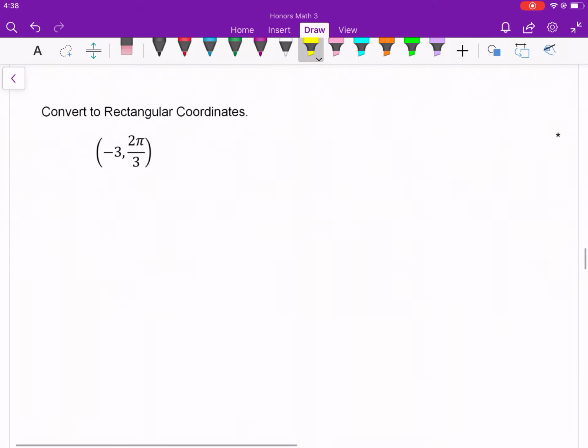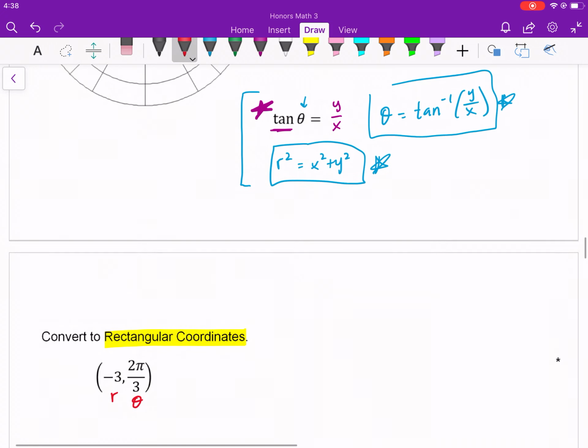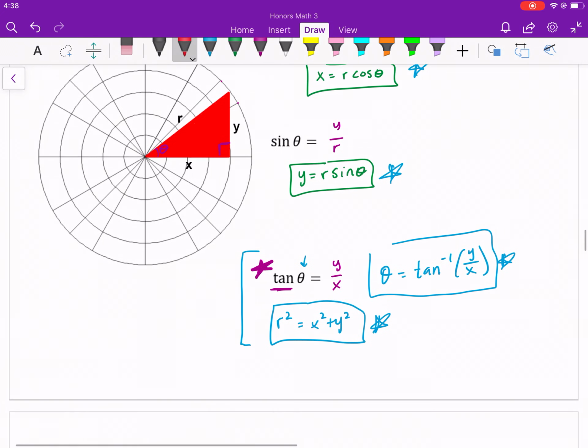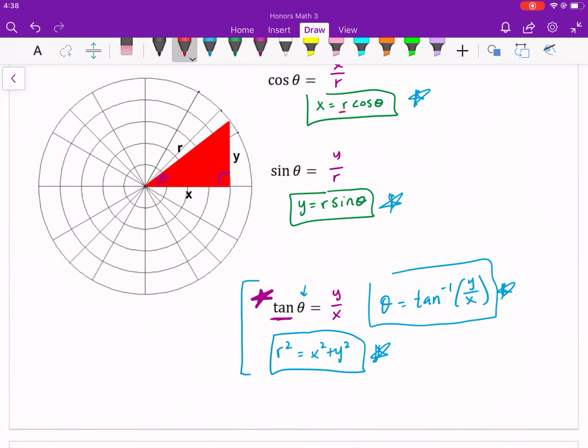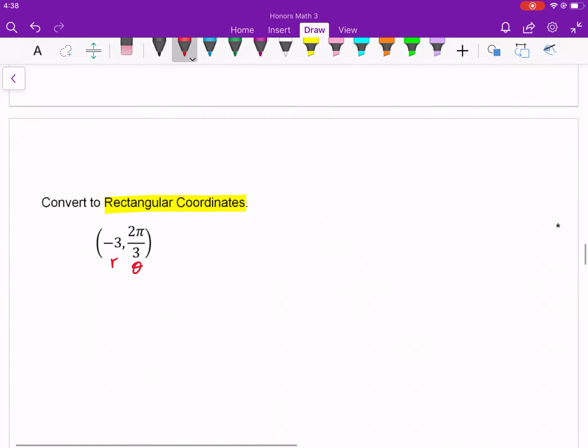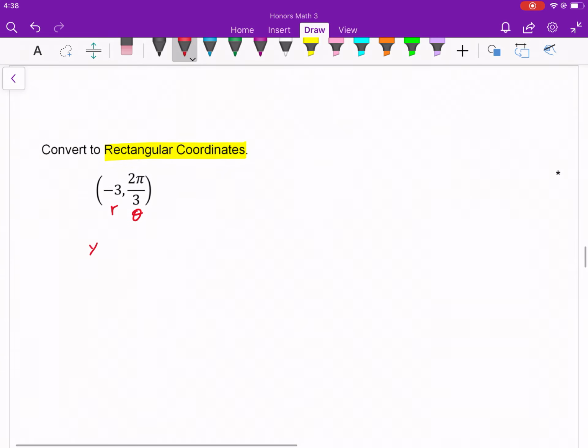Okay, so this first one, we are going to convert to rectangular coordinates. That means we have our radius and we have our theta. So if we're trying to get x and y, honestly, the easiest way to do that is to use these formulas, because x is r cosine theta, y is r sine theta. So x is r cosine of theta, or -3 times cosine of 2 pi thirds.